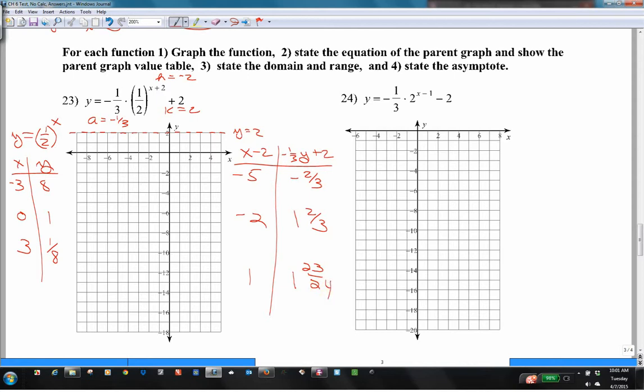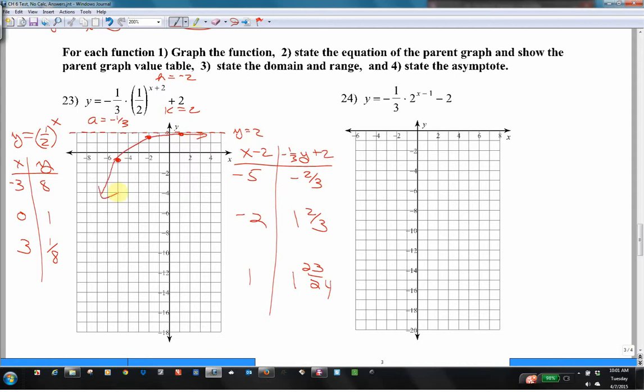I have -5, -2/3. So that'll be about right here. I have -2, 1 and 2/3. That'll be right here. And then I have 1 and almost 2, so right up against the asymptote. So this will look something like that.